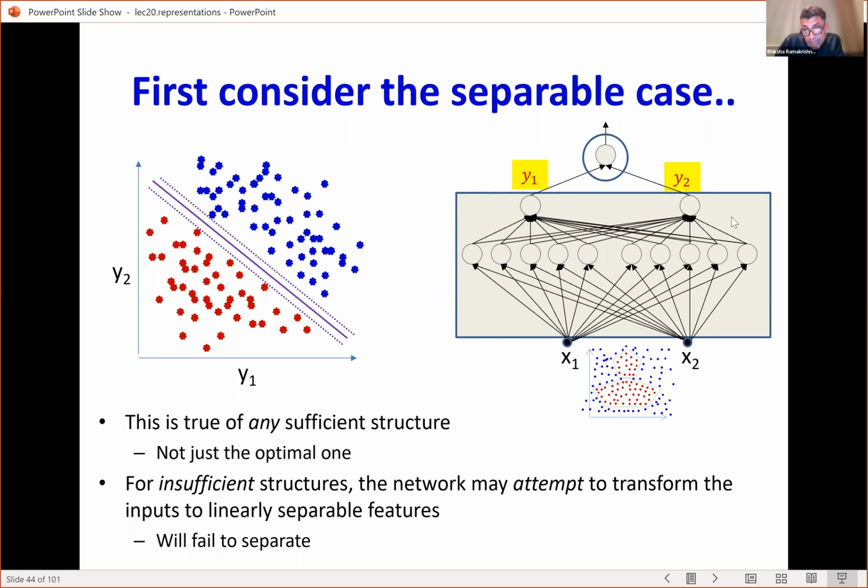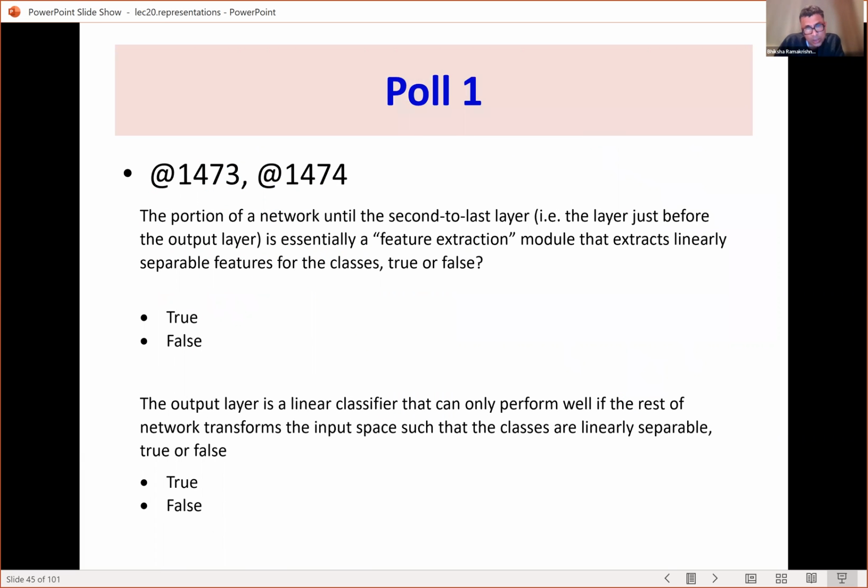is that this portion of the network will nonetheless try to transform the data so that they're as linearly separable as possible. It won't succeed because the model is insufficient, but it will still get as much of it as it possibly can. So maybe instead of being perfectly separable, the data have a little bit of overlap in the boundary region, but it will bring them as close to linearly separable as possible. And then the final output layer is going to try to perform linear separation on these data. So that gives us the first one.